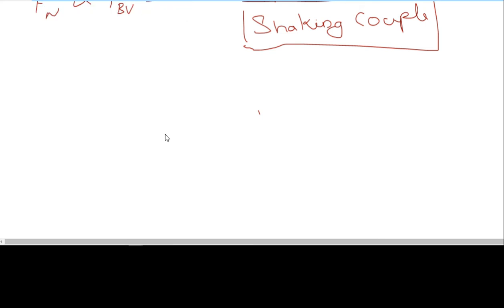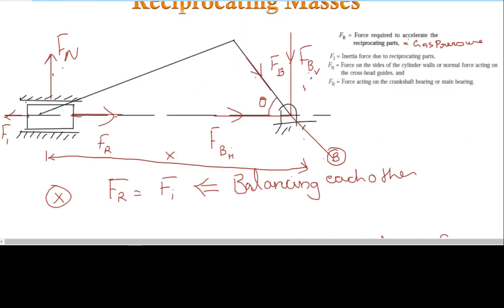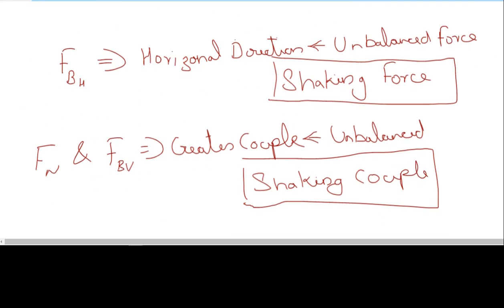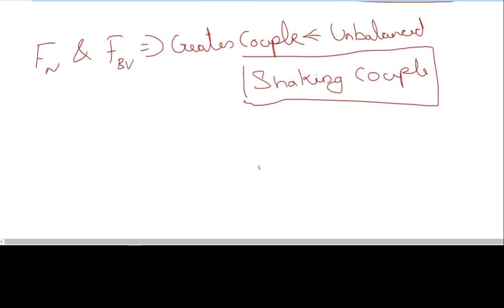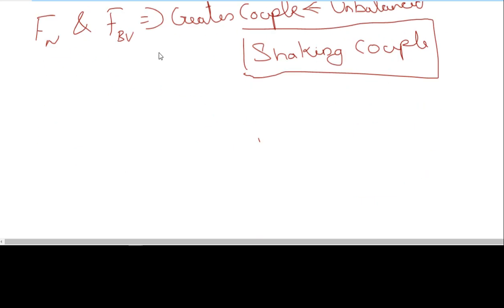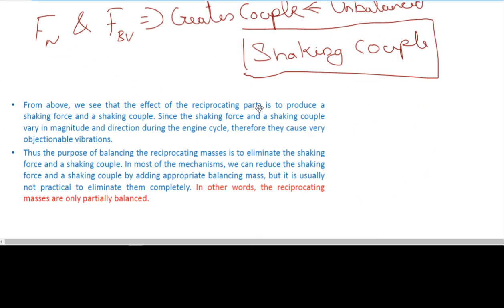Okay. So continuing with the balancing of reciprocating masses, we have seen what is shaking force and shaking couple. From the above, we have learned that the effect of reciprocating parts is to produce a shaking force and shaking couple. That is what we have explained.